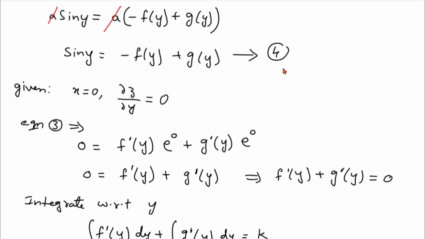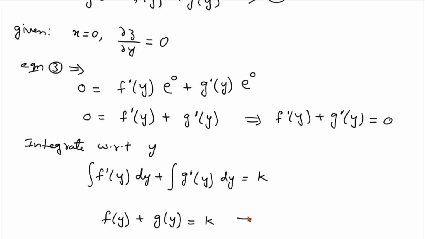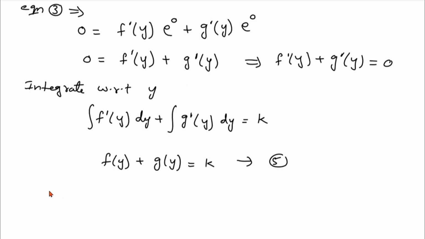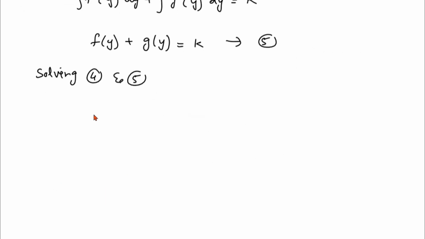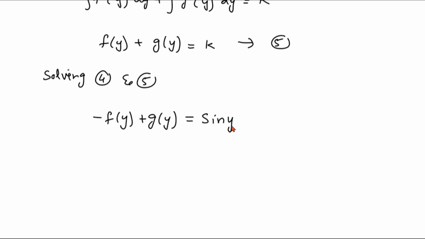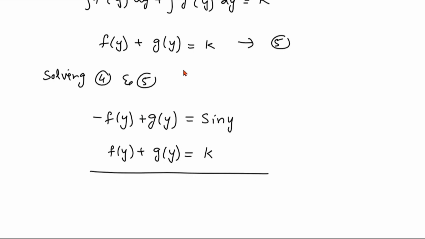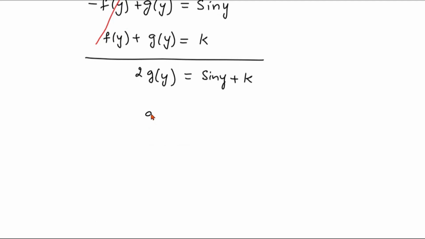So that's the expression. Now you can see equation 4 has f(y) and g(y). I can take this as equation number 5. We'll try to solve these two equations, solving 4 and 5. I'll write minus f(y) plus g(y) equals sin y on the right hand side. Then equation number 5 will be f(y) plus g(y) equals k. Now you can directly cancel out the plus f(y) and minus f(y). You will be left with g(y) plus g(y), which is 2 g(y), equals, because you are adding, sin y plus k. Or the value of g(y) will be equal to.